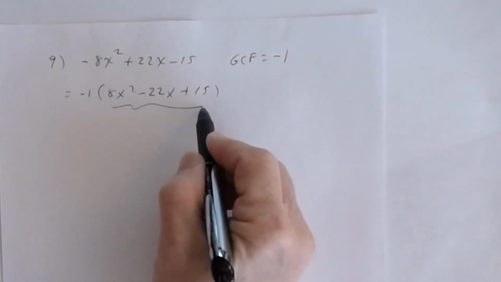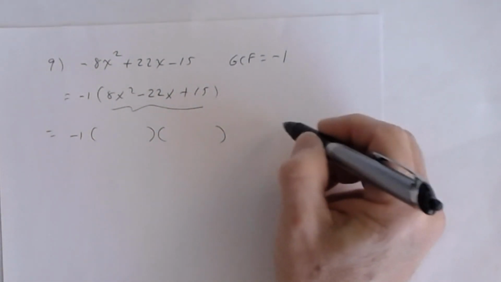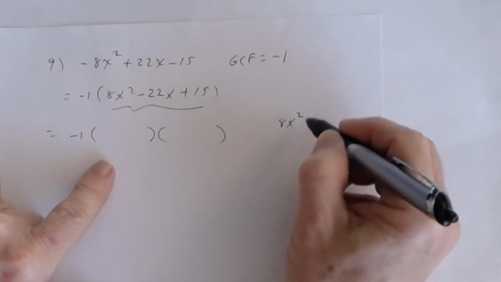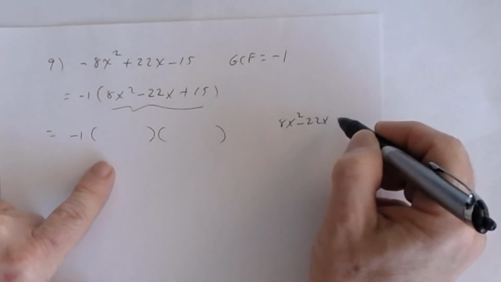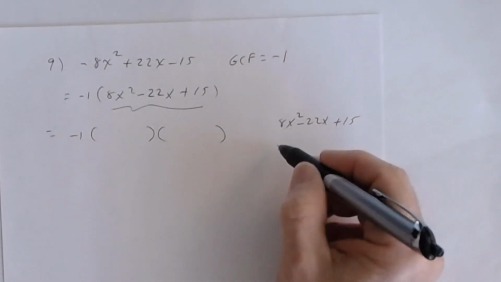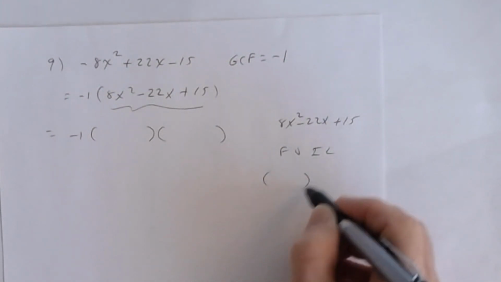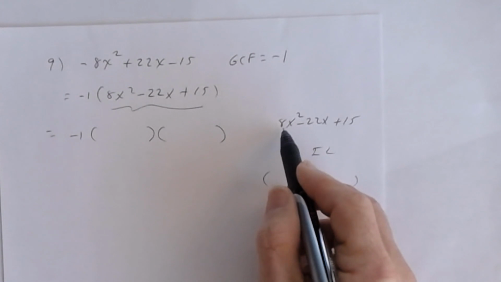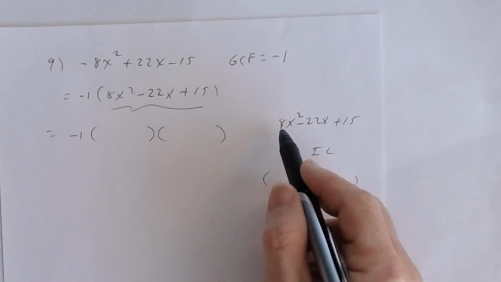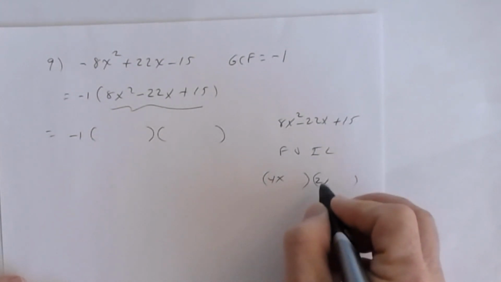Now let's go ahead and factor this. So we get negative 1 times... Okay, so let me go ahead and do this on the side. 8x squared minus 22x plus 15. So let's just do that one. All right, so I'm going to reverse FOIL. For 8x, there's a couple possibilities. Let's do 4 and 2. So let's try 4x and 2x.